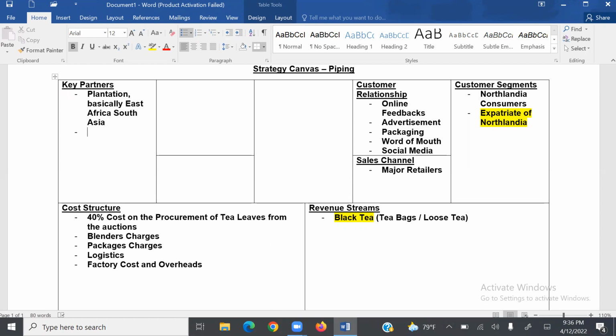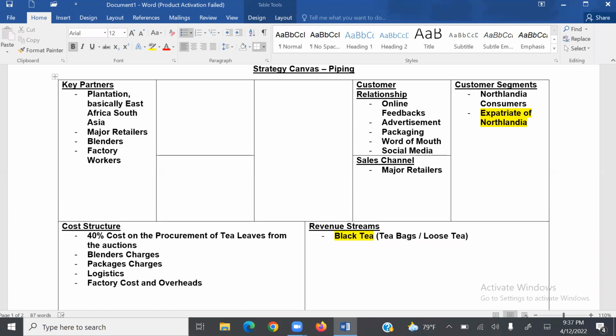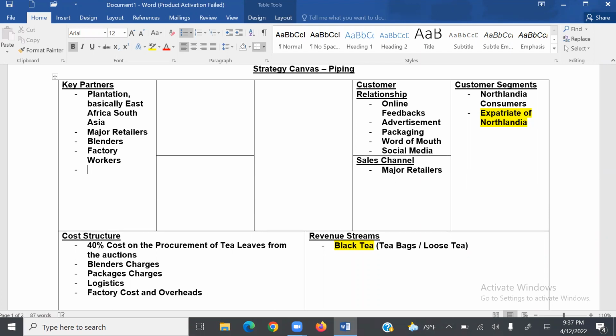And then students, the next thing we have is the retailers, major retailers, because I think major retailers are like Walmart, like bigger chains, if I'm not mistaken. Major retailers, that is one more major thing. And then we may have blenders, because we need strong quality blenders. And then factory workers, because they are also very essential in order to make the products stronger.